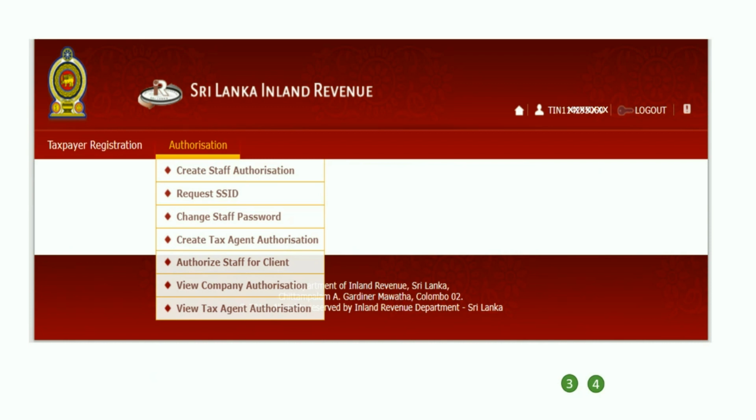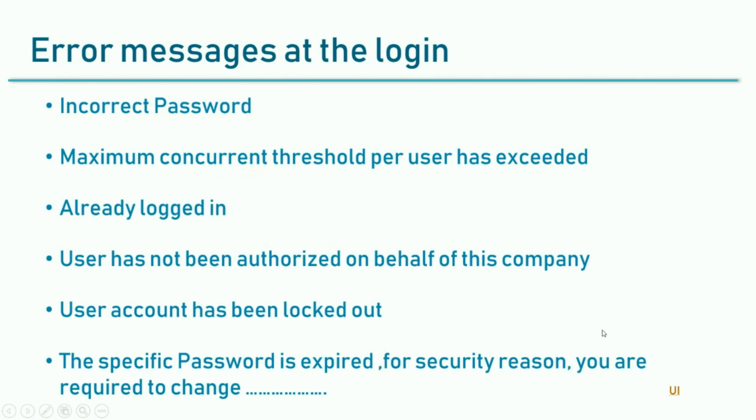Then if you have already authorized, but the authorization period has expired, you have to go to view company authorization and you can edit the authorization role and authorization type. This is the editable UI. Then update it, extend the end date, and click on save. After that, you can log into the SSID properly.